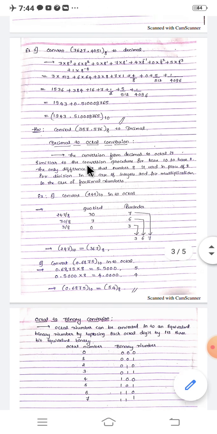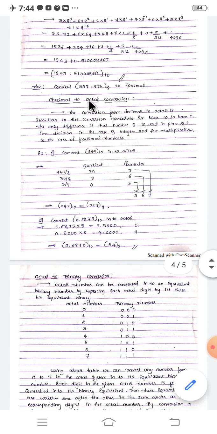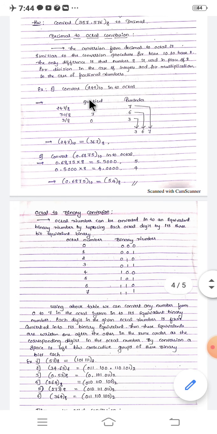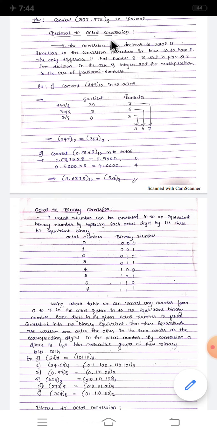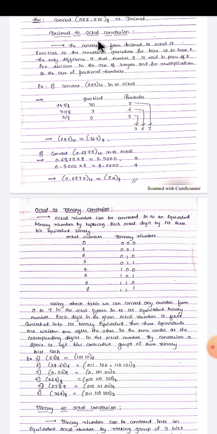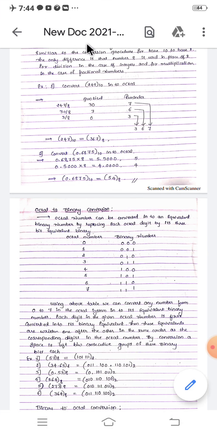Next, decimal to octal conversion. So first, binary to octal conversion is over. Now decimal to octal conversion. In decimal to binary conversion, how will we do it? Using division only. Quotient, remainder, all of you remember, no?